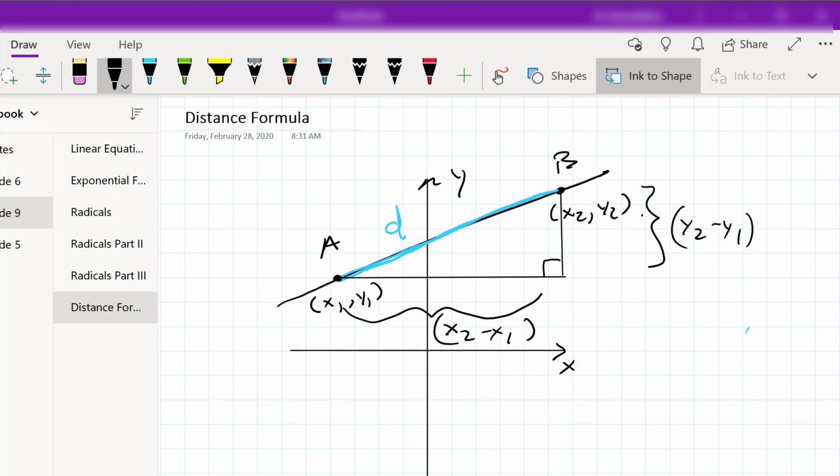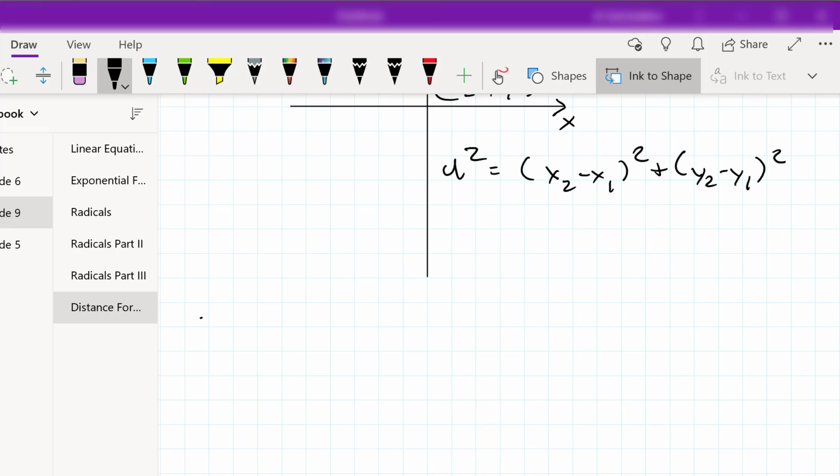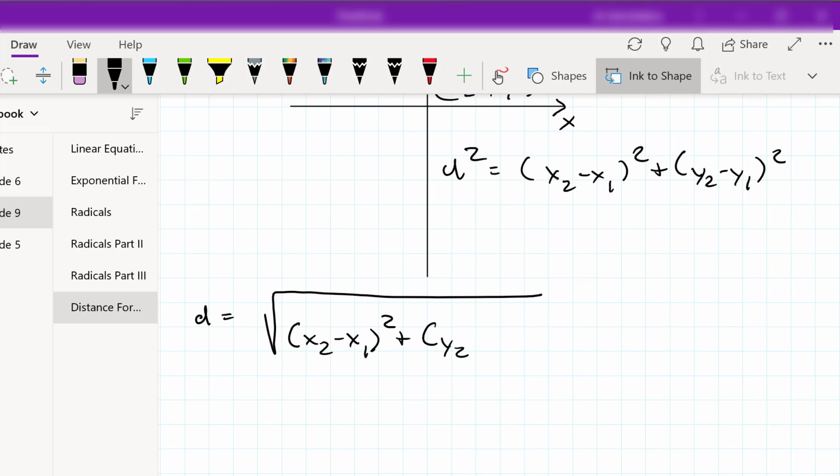And from the Pythagorean theorem, we can write that d squared is equal to one side squared, which is x2 minus x1 squared, plus the other side squared, which is y2 minus y1 squared. Therefore, we can write that d, the distance, is just the square root of x2 minus x1 squared plus y2 minus y1 squared. Let us now look at some examples of how we apply the distance formula to find the distance between 2 points.